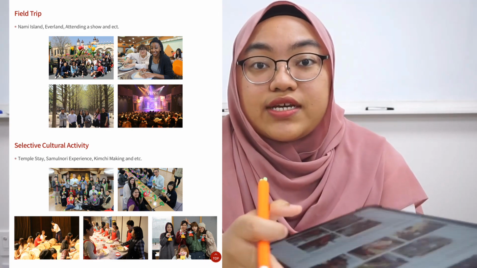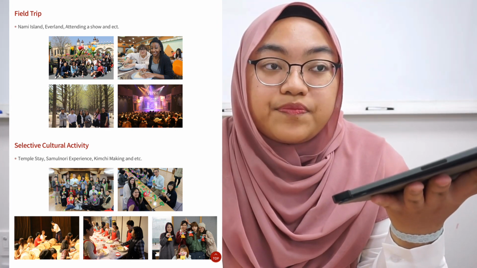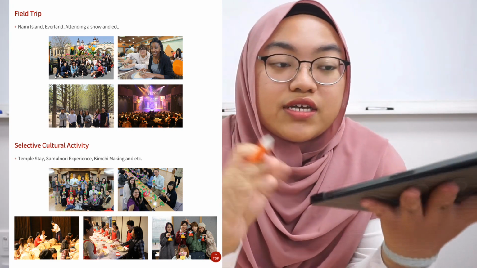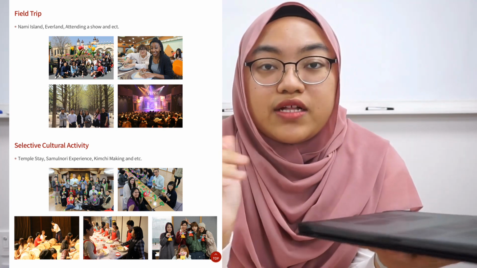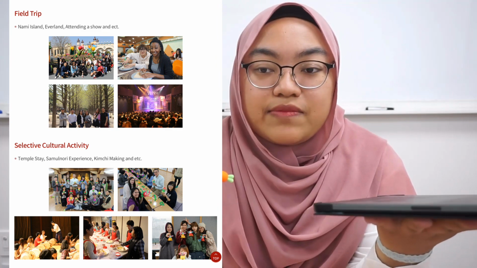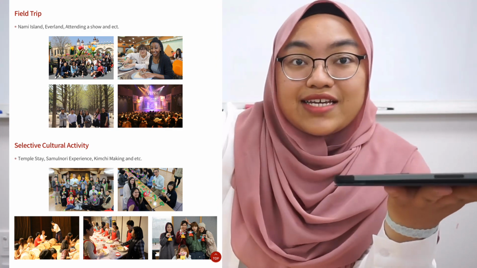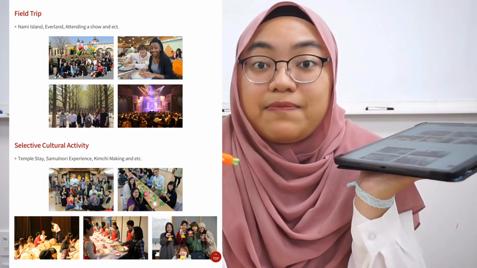This center will put notices on all of the notice boards, or put them on the website, about selective cultural activities. For example, this semester they will make a Korean stamp. So they'll put, okay, on this date we are going to make a Korean stamp. It's first come, first served, and you need to apply for this. You can apply for that.